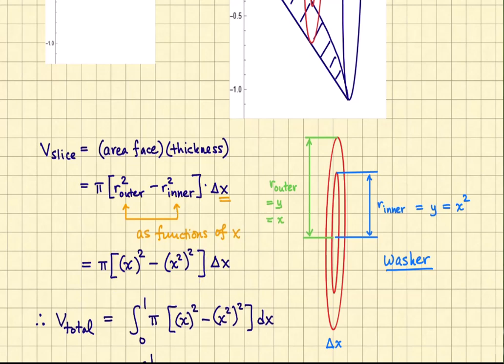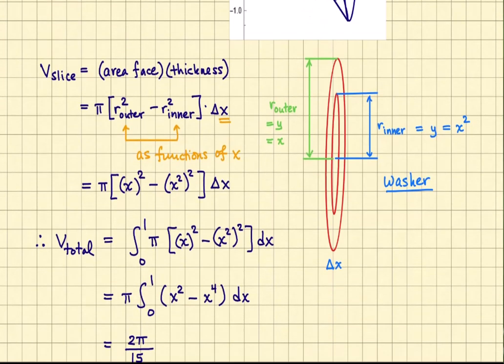A key feature to remember is this is r squared outer minus r squared inner. It's not r outer minus r inner quantity squared. So each one of these has to be squared. That's very, very important. Okay, so now we're ready to do some calculus.